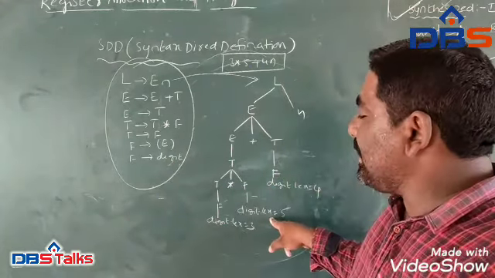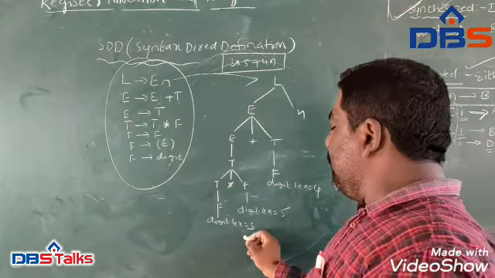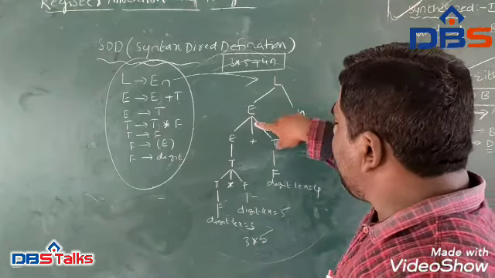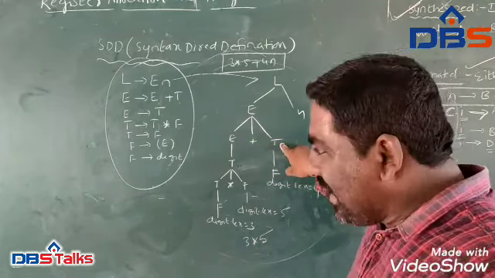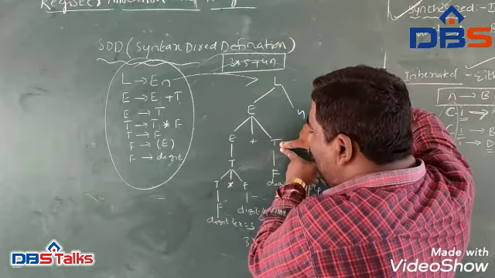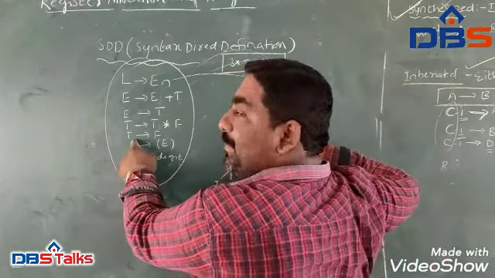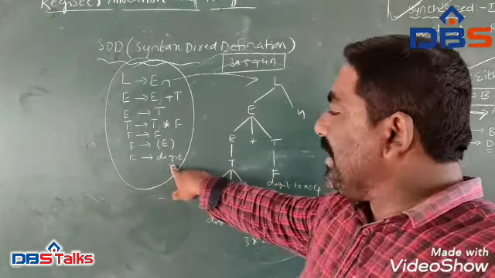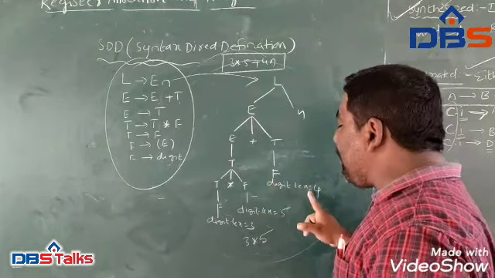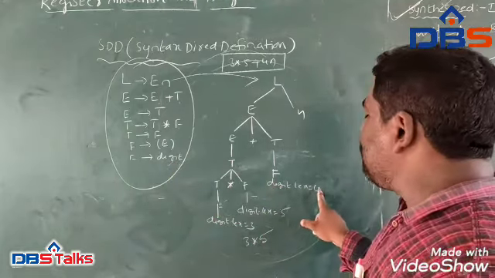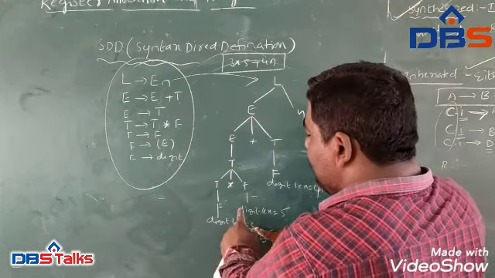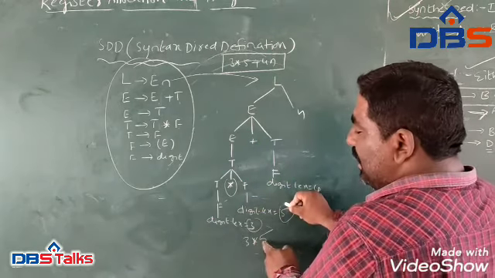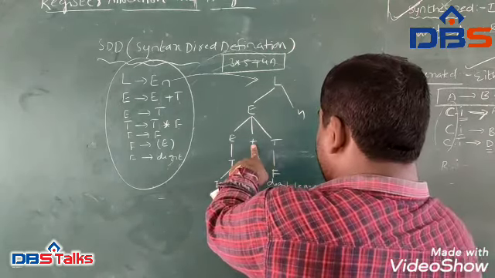Next, coming to T star F, here F produces digit, that is digit.lexval, and the value is 5. That is 3 star 5. Next, if you take E produces E plus T, here we have one production called T produces F. One more production is F produces digit, and the semantic rule is digit.lexval. So what is the value? That is 4. So up to now we have 3 star 5 plus 4.